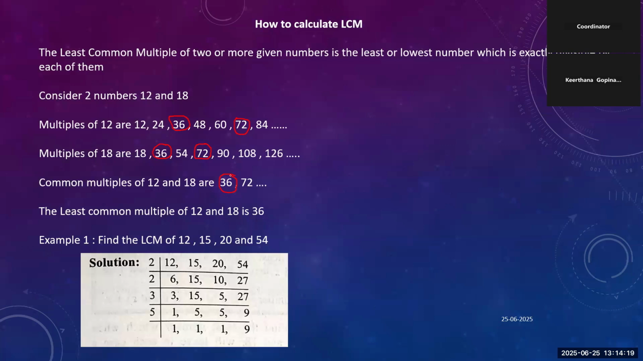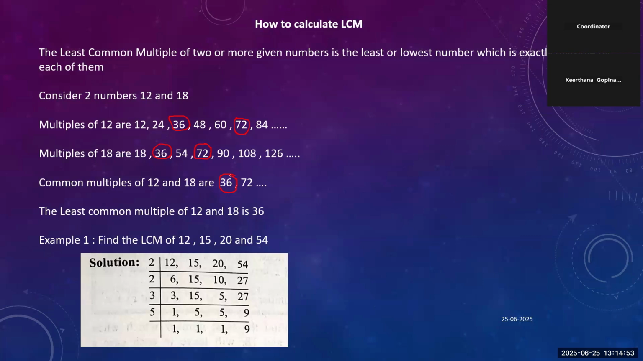12, 15, 20, 54. So there are three even numbers. 15 is not an even number, correct? So it is not divisible by 2, so we bring it down just like that. We don't touch it. 12 divided by 2 gives 6, which is brought down. 20 divided by 2 is 10, which is brought down. 54 divided by 2 is 27, which is brought down.